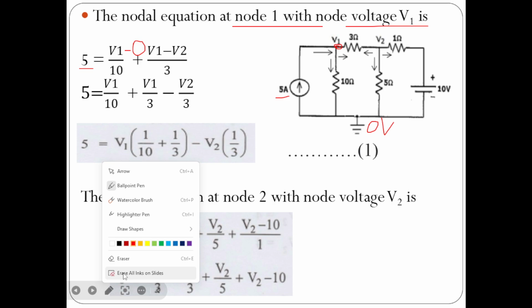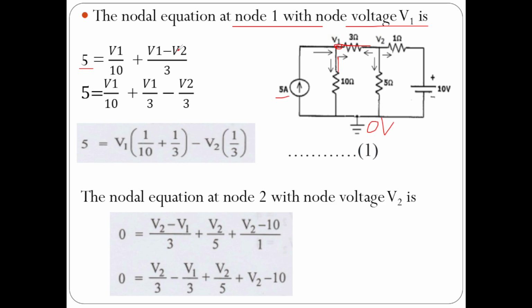Now at node 1 another branch is there. This is one branch and this is another branch. In that branch there is a 3 ohm resistance. What is the current flowing in this 3 ohm resistor? Current flows from V1 to V2, therefore V1 minus V2 by 3, since voltage by resistance is current. Now simplify it, and you will get 5 equals V1 by 10 plus V1 by 3 minus V2 by 3.